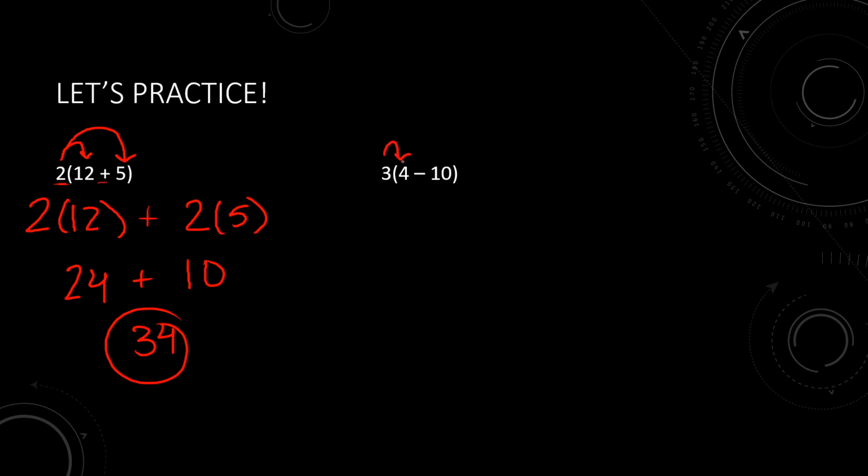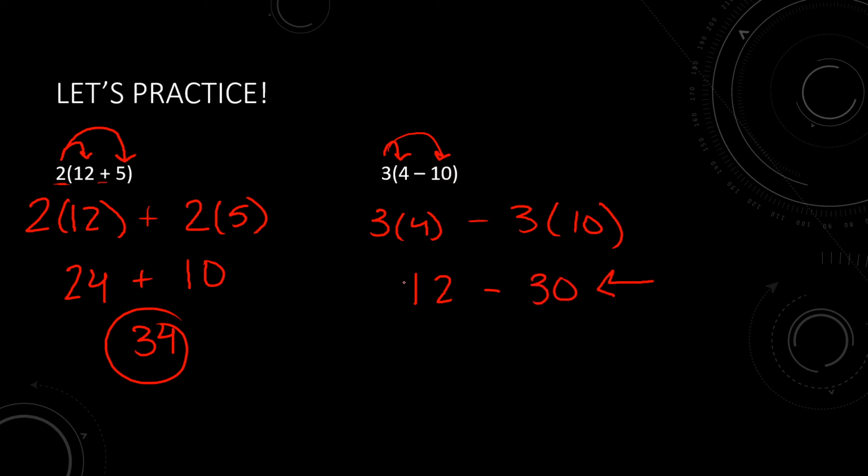Alrighty, let's distribute here on the next one. I would have 3 times 4. My minus sign stays in the middle. And then I'm going to have 3 times 10. 3 times 4 is 12. 3 times 10 is 30. Here is where you got to be really careful. My smaller number is first. I have 12 minus 30. Okay, so my final answer here is going to be negative 18. And again, you can double check these with the calculator.